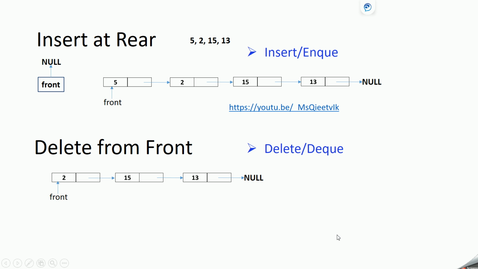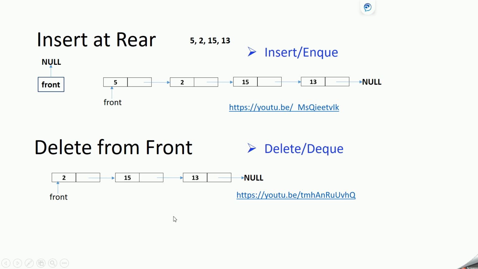Okay, if you want to know how you can delete the element from the front side of a linked list, you can watch my video which is present at this link, where you will be able to learn to write a code for this delete operation from the front side.